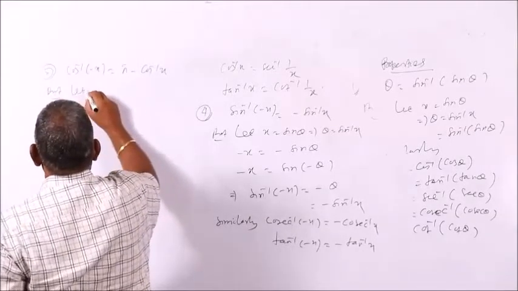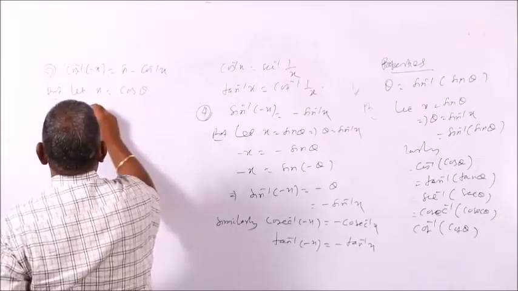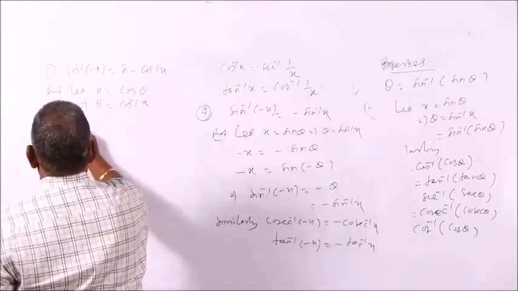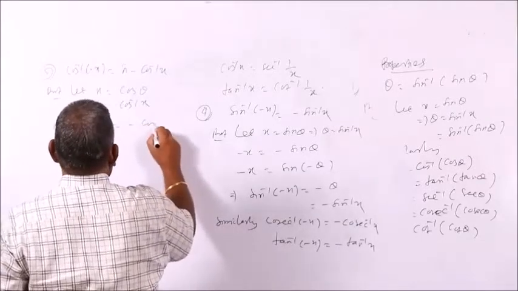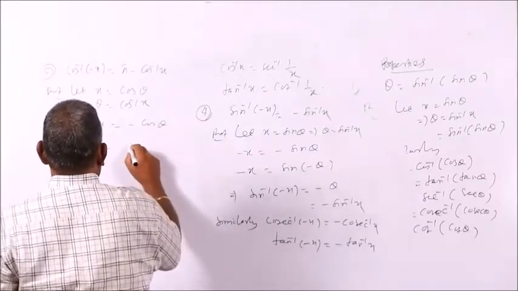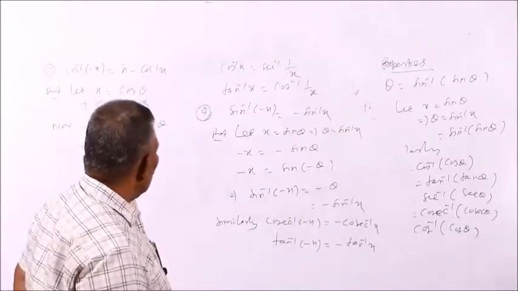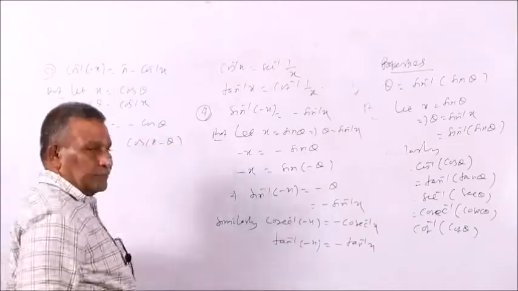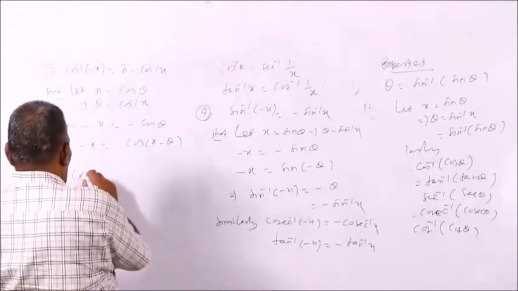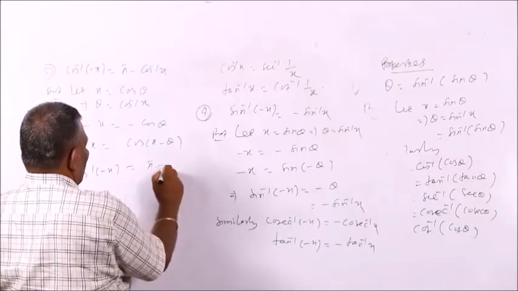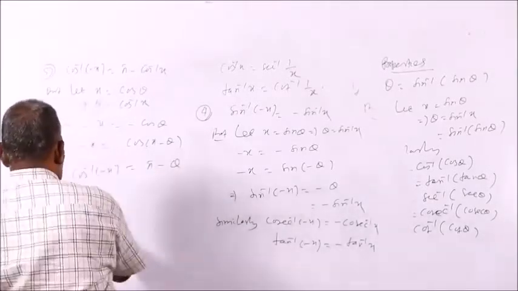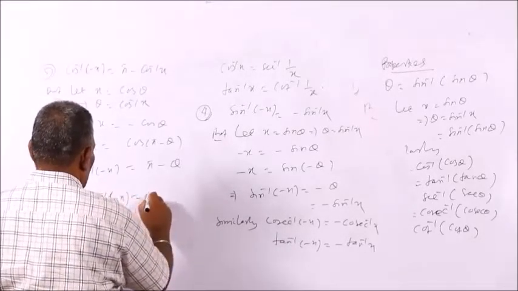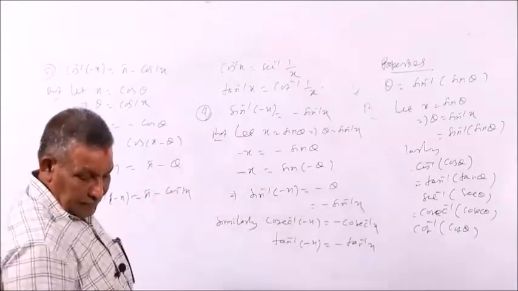Proof. Let x equal cos theta, which implies theta equals cos inverse x. Now minus x equals minus cos theta. We know that cos 180 minus theta is minus cos theta, so in place of minus cos theta we can replace cos pi minus theta, that is cos inverse minus x equals pi minus theta. That implies cos inverse minus x equals pi minus cos inverse x.